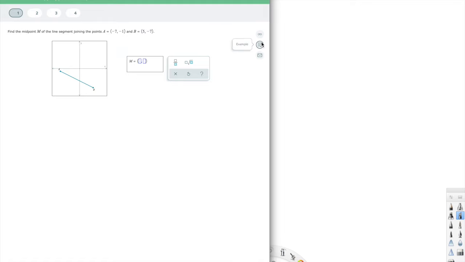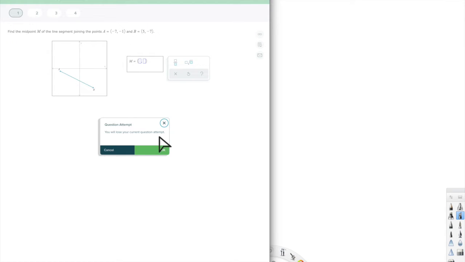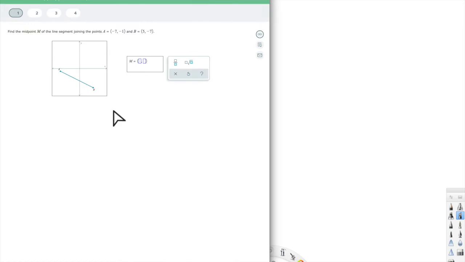These 3 pieces on the side here, we have explanation. It tells you you're going to lose your current question attempt because it's going to give you the answer to this question. So it's not going to give you the answer unless you type it in, but it's a very neat resource. You get to kind of see how this problem in particular is worked out.